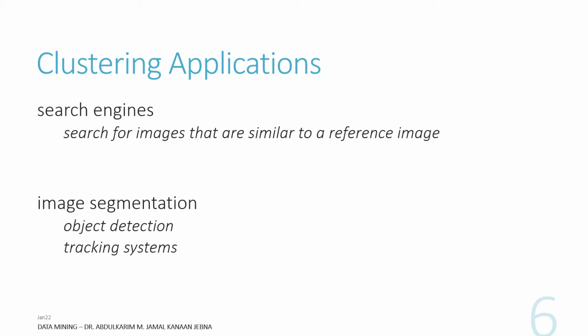Another example is image segmentation. Image segmentation is where you try to cluster pixels according to their color, then replace each pixel's color with the mean color of its cluster. So after you cluster these pixels, you can replace the pixel colors inside the cluster by the mean color. And this can be useful because we are reducing the number of different colors inside the image. Then we can apply object detection, and it's also useful for tracking systems.